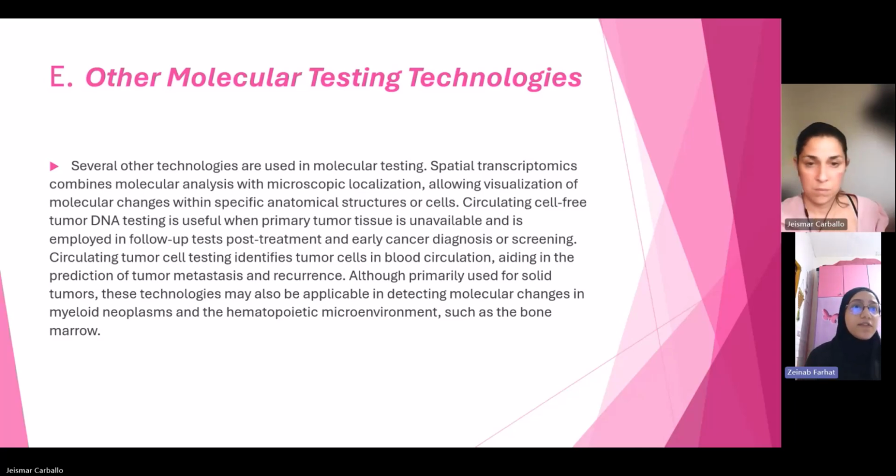We have circulating cell-free tumor DNA, because sometimes the tumor cell is going to disseminate the tumor DNA into the blood. So we can do tests in order to identify these tumor cells in the blood circulation, which aids in the prediction of tumor metastasis and recurrence. Although primarily used for solid tumors, these technologies may also be applicable in detecting the molecular changes in AML and in the hematopoietic microenvironment in the bone marrow, for example, which is the case of AML.